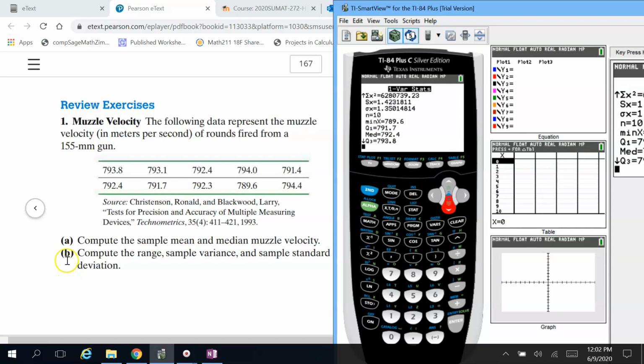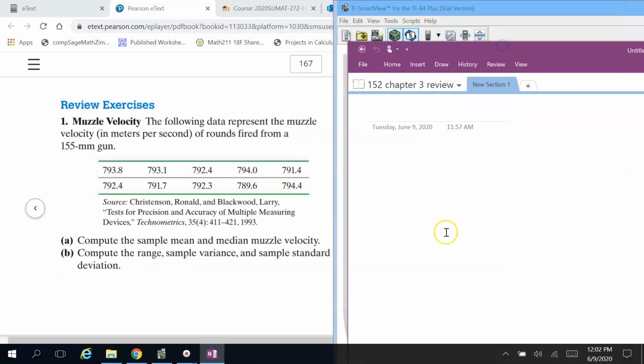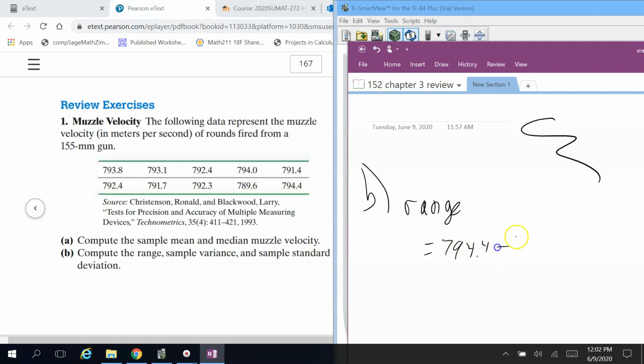Okay. Part B, compute the range and the sample variance. So I got my little thing here, my OneNote that I can draw on. For part B of this question, the range is not something that the calculator can do. This is something you have to do by hand. But it's very easy. To find the range, you just take whatever the maximum value is. It looks like that's 794.4, and you're going to subtract away the smallest value, which looks like 791.4.